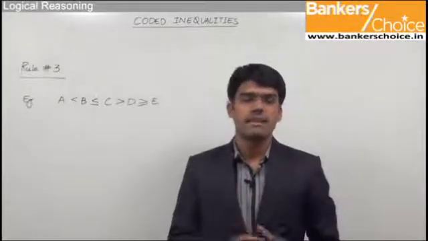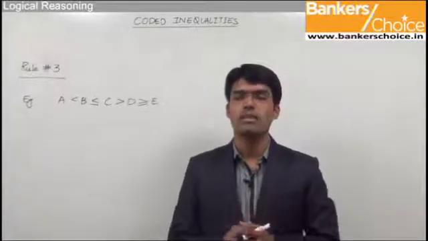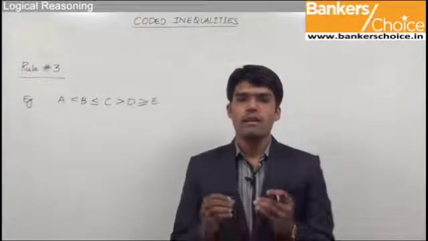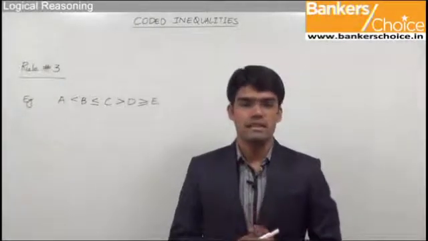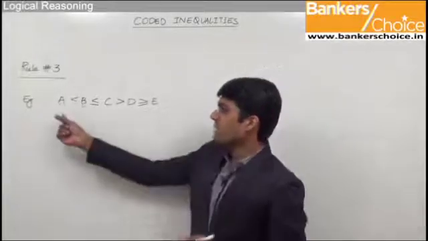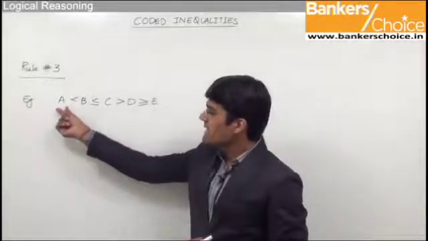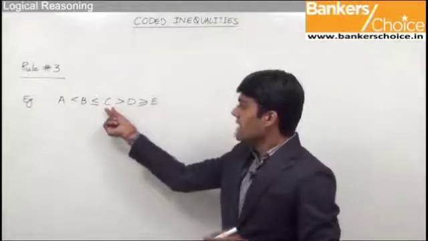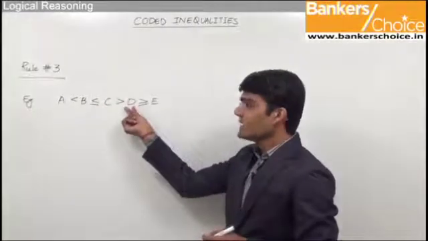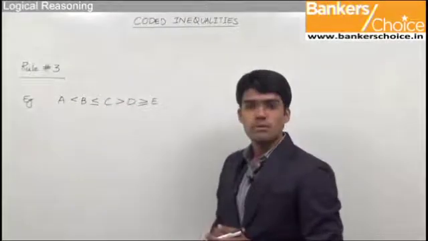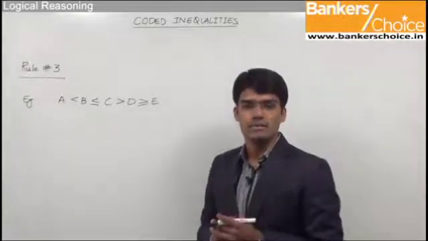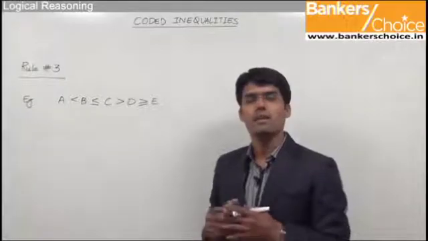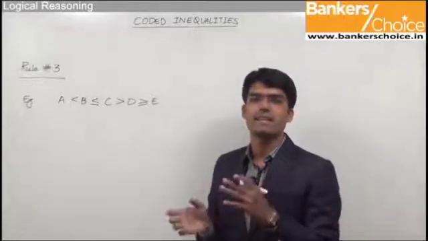Let us now understand the third and the last rule from coded inequalities, where we compare two variables with dissimilar inequalities present in between them. Let us take an example here. As you can see, A is less than B, less than or equal to C, greater than D, greater than or equal to E. So this inequation has got dissimilar inequalities. Dissimilar inequalities are nothing but a combination of less than and greater than symbols.